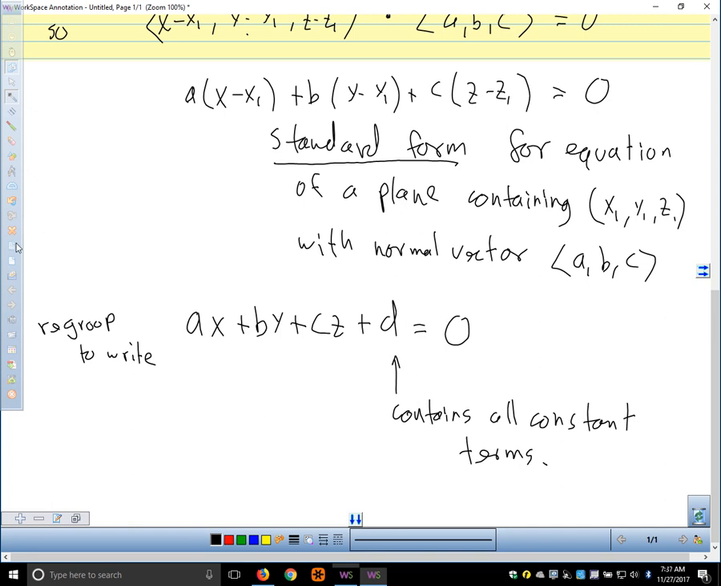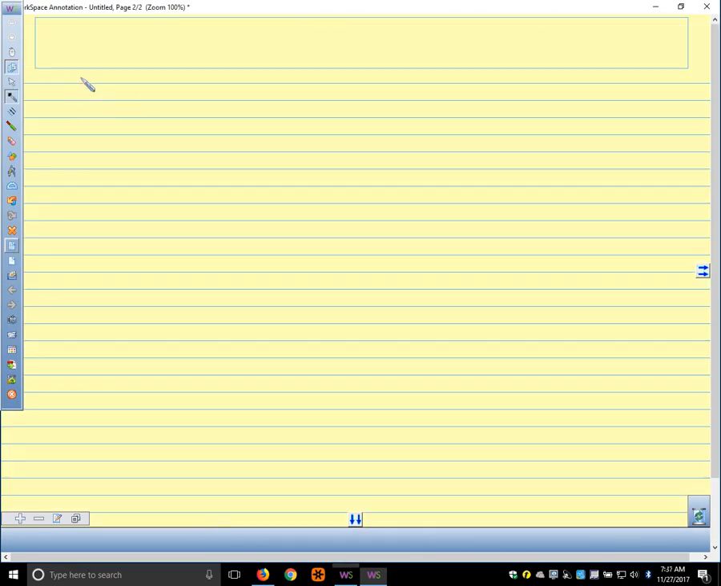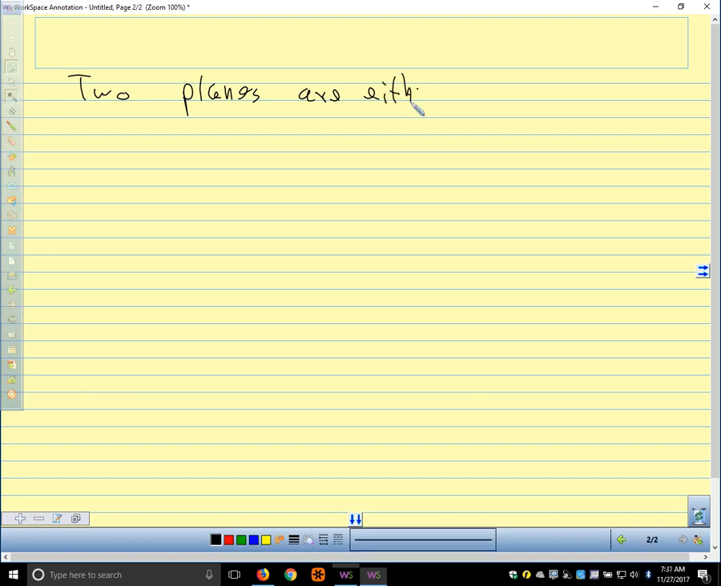All right. So we know that two distinct planes either are parallel or they intersect in a line. Well, sometimes we'll be interested in the angle between planes.